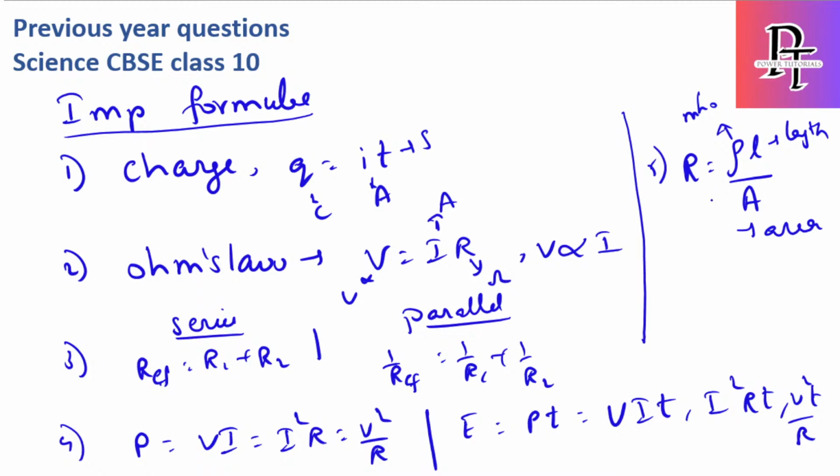Okay, then we have the last, which is the resistance formula in terms of resistivity, length and area, which is R equals rho L by A, where rho is resistivity, it only depends upon the material. L, as you know, is the length of the conductor in meters, and A is the area of the cross section, measured in meter square. Okay, let's solve a few numericals.